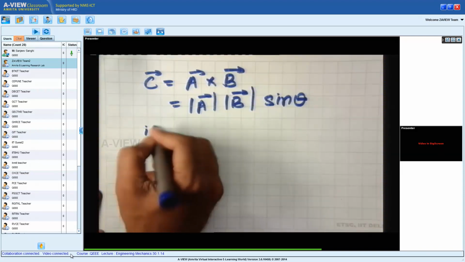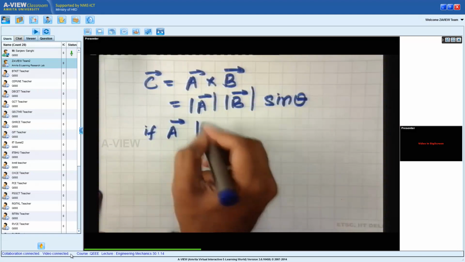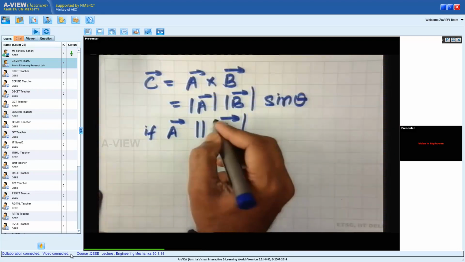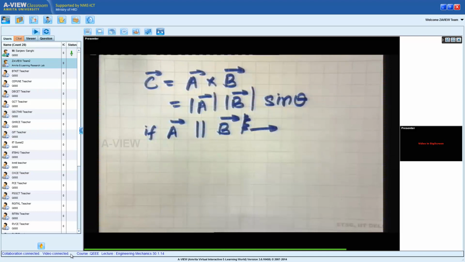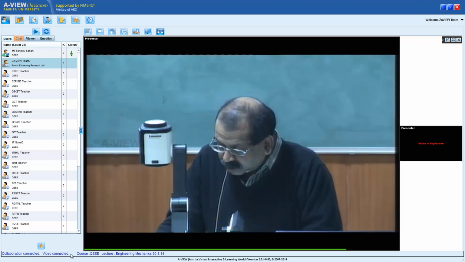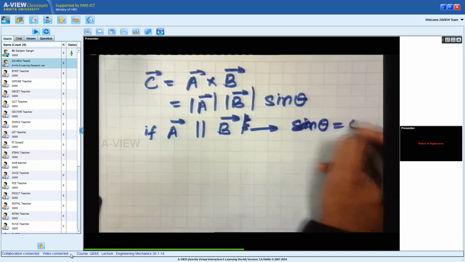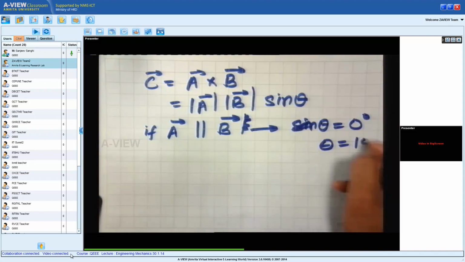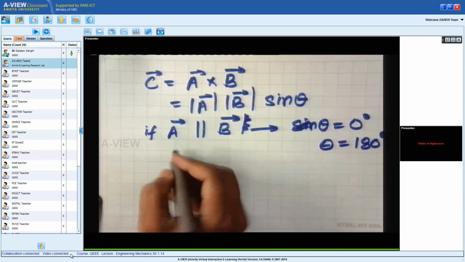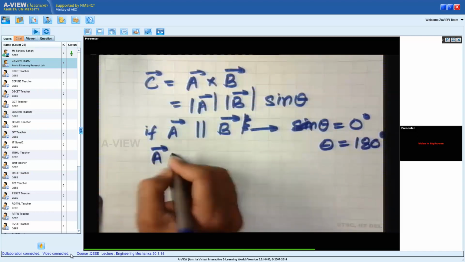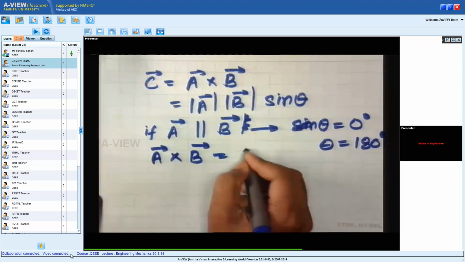if vector A is parallel to vector B, what does this mean? If vector A is parallel to vector B, that means either theta is equal to 0 or theta is equal to 180 degrees, and then A cross B will be equal to 0.